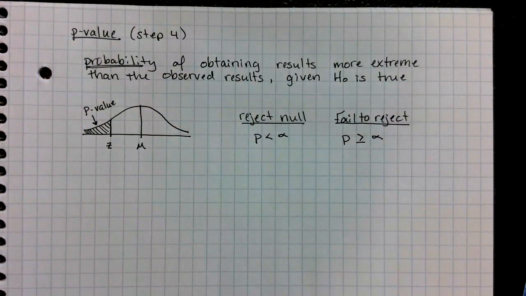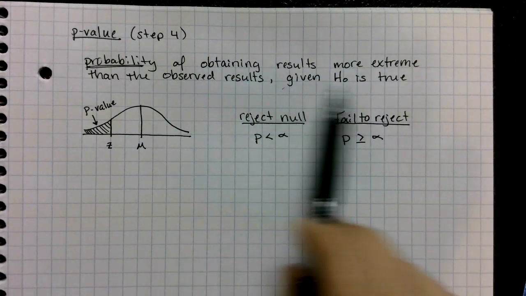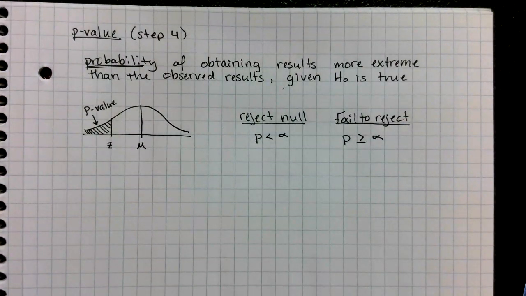So here's a scenario. Let's say we're assuming H sub O is true. We're assuming that it's 30 chips per cookie. Would it be very extreme, or what is the probability of us getting 25 chips? That's not very far off, right? So what would you expect the probability to be of us getting 25 chips?